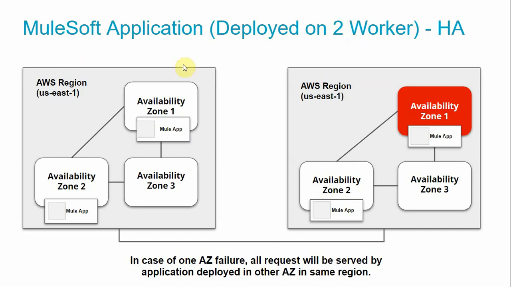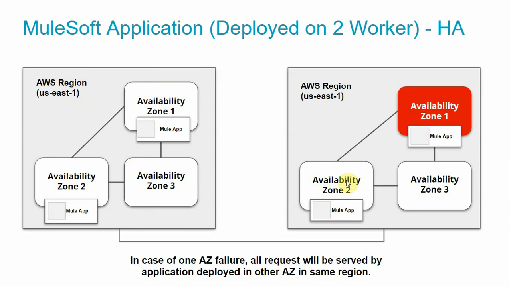In case you deploy the application to two workers, let's consider you have deployed the application to AWS region US East 1 and you have selected two workers. CloudHub will deploy the application into two availability zones. So in this case, it deploys the application to zone 1 and zone 2. In case zone 1 goes down, what will happen? All your requests will be served by availability zone 2, and here you will not experience any downtime.